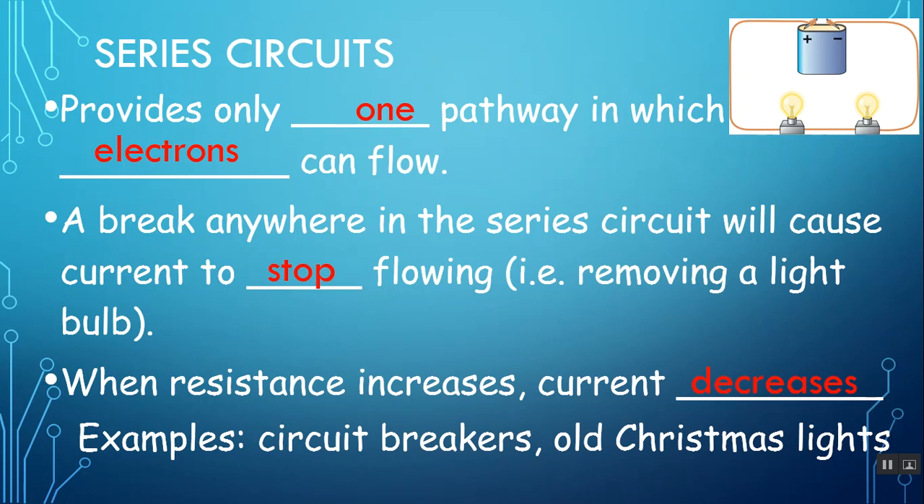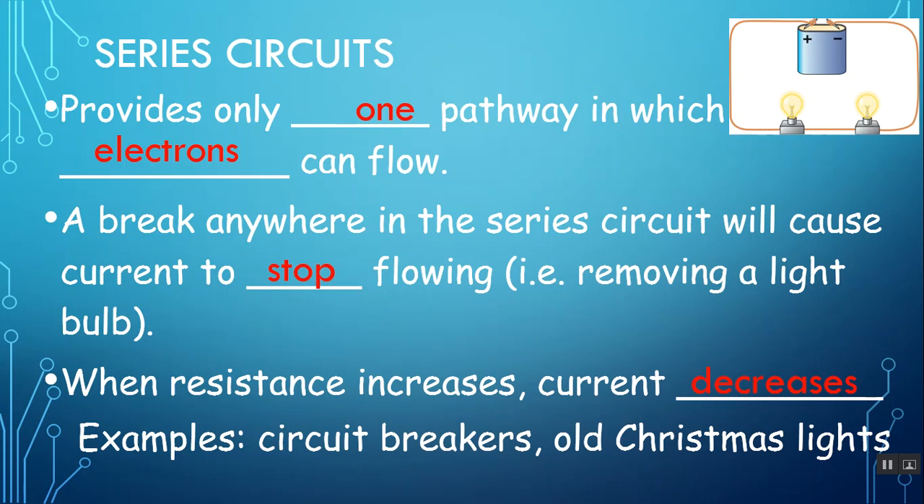And if you remember, when we unscrewed one light bulb, the other light bulbs went out and the current went down to 0 on the ammeter. And then this last point on the screen says when resistance increases, so that means I add more light bulbs, current decreases. It means it slows down. We saw this happen when we did the circuits back at the kidney table. When I started adding more light bulbs, the current decreased, it got slower.